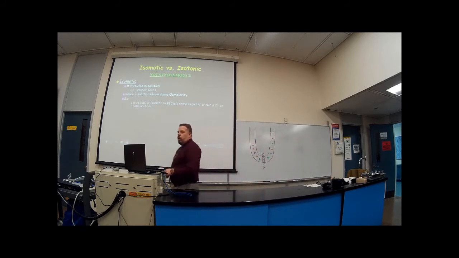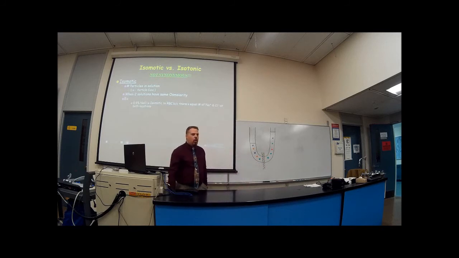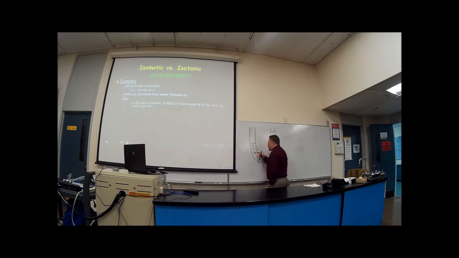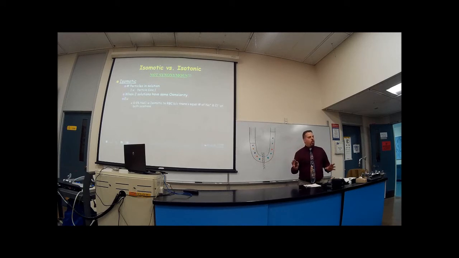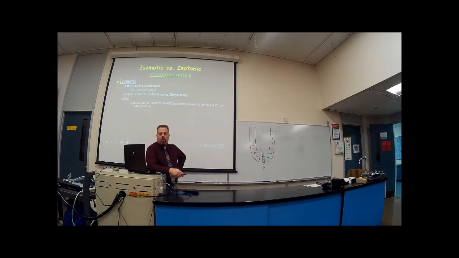Now, if you look at this, even though there are different particles in here on either side of where this membrane is, we have 5 of them total. 1, 2, 3, 4, 5. Over here, we have 1, 2, 3, 4, 5. There are different things in there, though. But because there's an equal number of particles on either side, we say that it is isosmotic. Does that make sense?